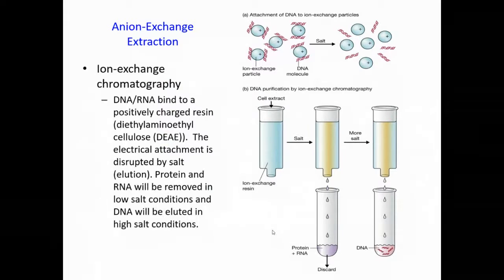The anion exchange resin. Remember the DNA is negatively charged, so you can have a resin with a positive charge. The resin we normally use is DEAE, diethylaminoethyl cellulose, because the DEAE has a positive charge on the resin surface, and then it can bind the negatively charged nucleic acid.